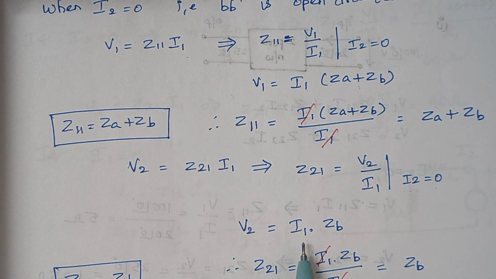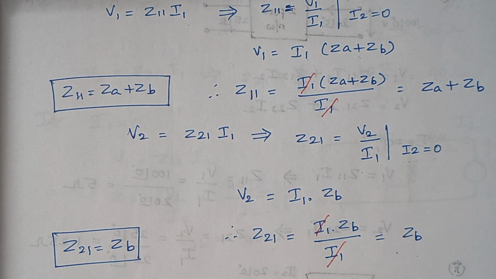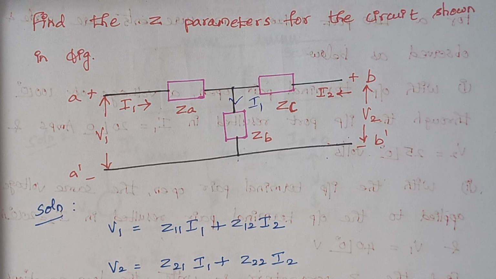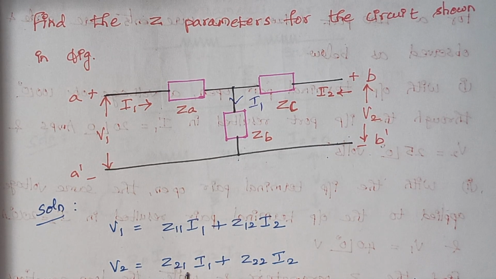Now you can substitute this value in this expression. So when you substitute, you see again I1 gets cancelled, and the value of Z21 is equal to ZB. Right. Now we have calculated Z11 and Z21, and next we are going to calculate the remaining ones. So again, when you look back at the basic equation, here in this equation, now we are going to make I1 as 0. So how to make I1 0?